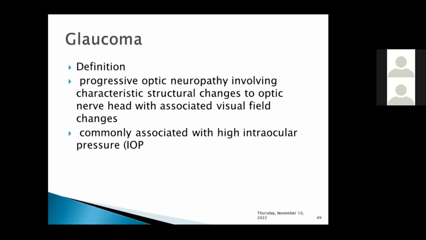So it is an optic neuropathy. It's a multifactorial disease affecting the optic nerve with characteristic visual field defect. And it is commonly associated with high intraocular pressure. But there are glaucoma types that are not associated with high intraocular pressure. We call, for instance, normal tension glaucoma, where the pressure is within the normal range. So other factors also play a role in the development of glaucoma.